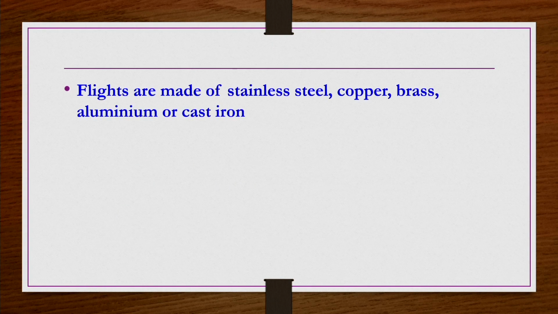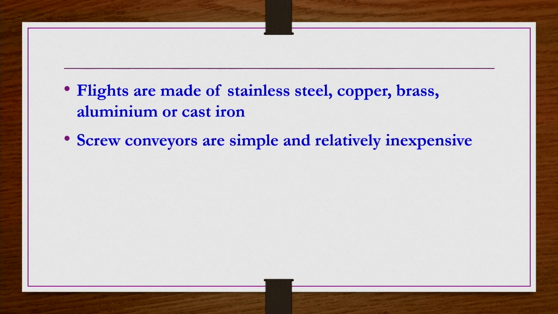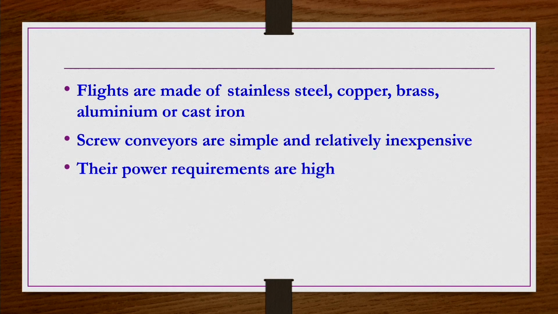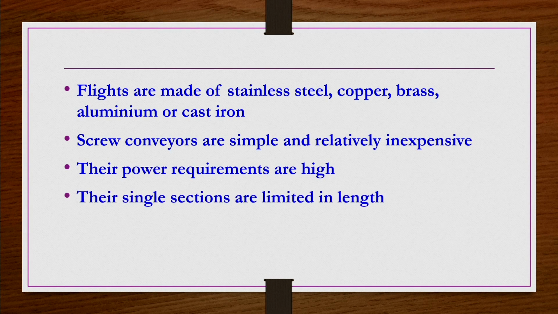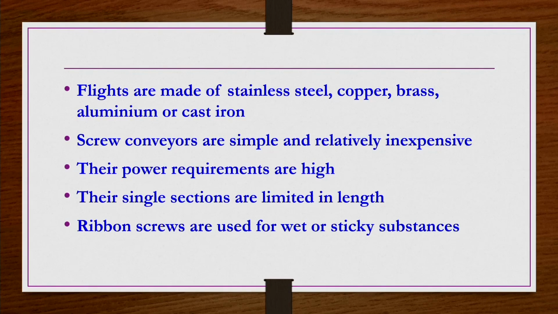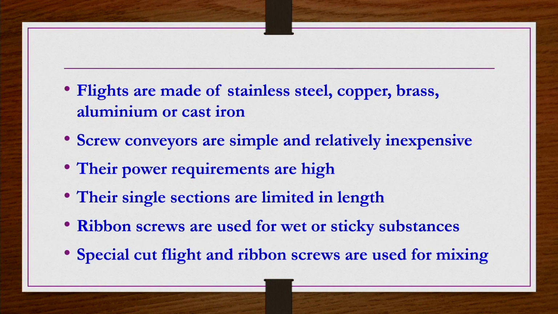Flights are made of stainless steel, copper, brass, aluminum or cast iron. Screw conveyors are simple and relatively inexpensive. Their power requirements are, however, high. Further, the disadvantage is that their single sections are limited in length. You cannot have screw conveyors for kilometers in general. Ribbon screws are used for wet or sticky substances. Special cut flight and ribbon screws are used for mixing as well.